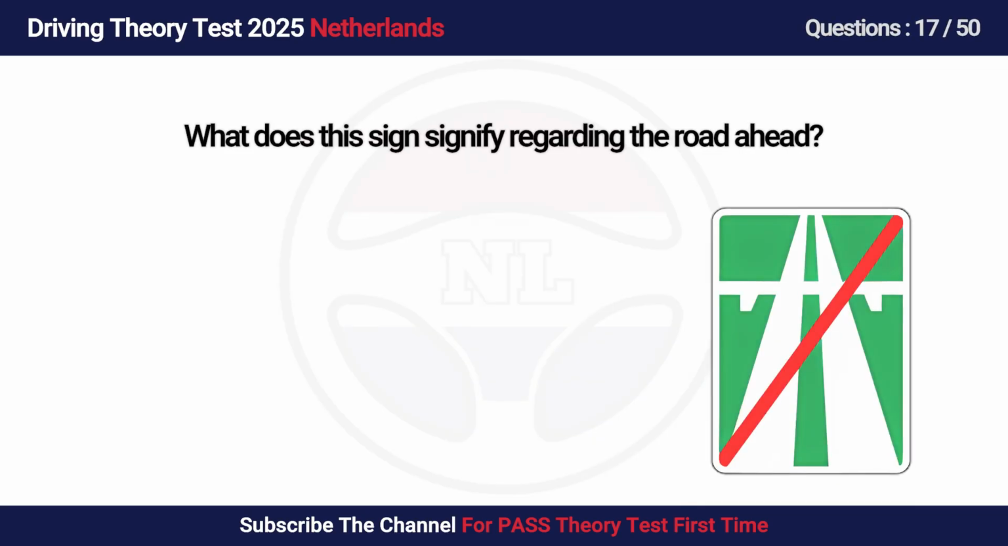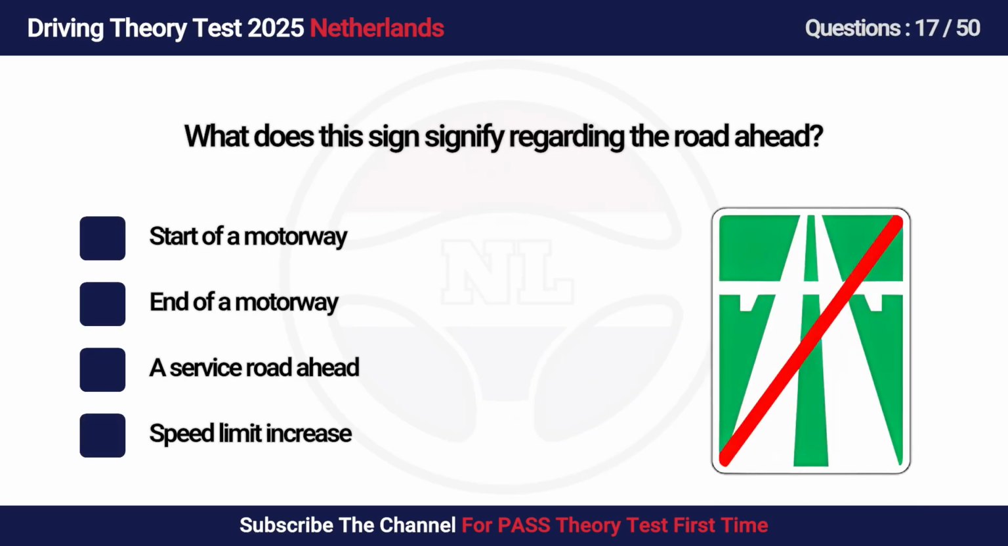Question 17. What does this sign signify regarding the road ahead? A. Start of a motorway. B. End of a motorway. C. A service road ahead. D. Speed limit increase.